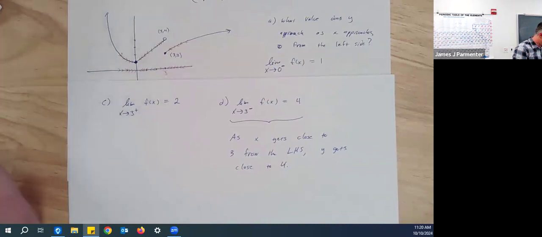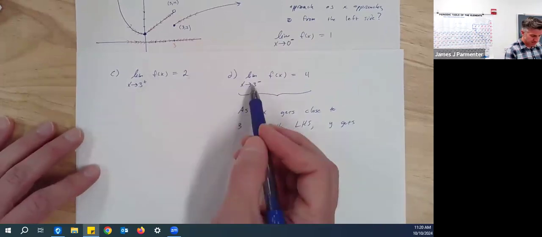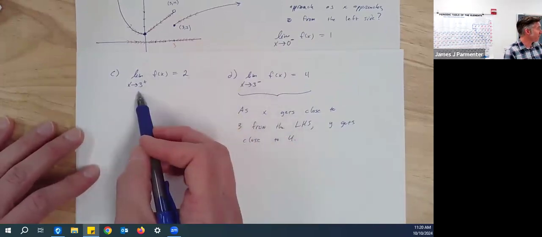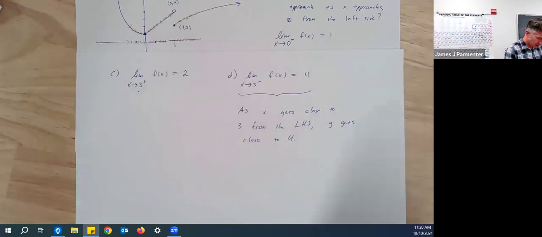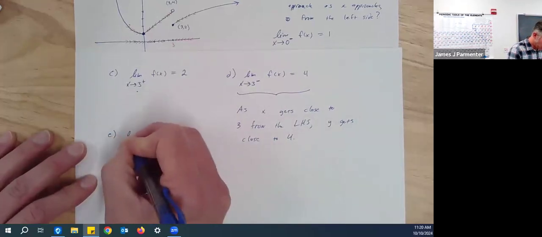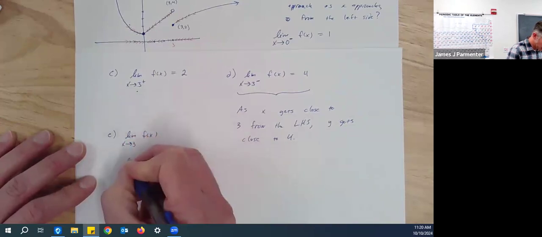Yeah, sure. Oh, yeah. Sorry, one more thing to say here. Since the left-hand limit and the right-hand limit are approaching different values, that means the overall double-sided limit doesn't exist. So we would say that the limit as x approaches 3 of f of x does not exist.